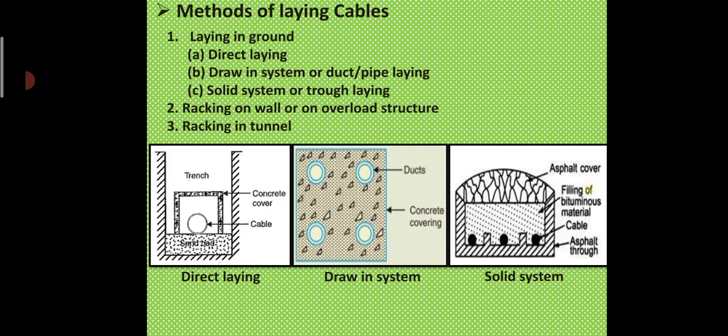Before racking on wall, solid system or trough laying. In this method, troughs made of cast iron, stoneware, asphalt or treated wood are kept at a reasonable depth in the ground. Cable is kept in the trough and it is filled with a compound of asphalt or bitumen. The cable used is of the lead sheathed type. There is no necessity of providing armoring or serving, as the bitumen compound filled in the trough provides good mechanical protection.